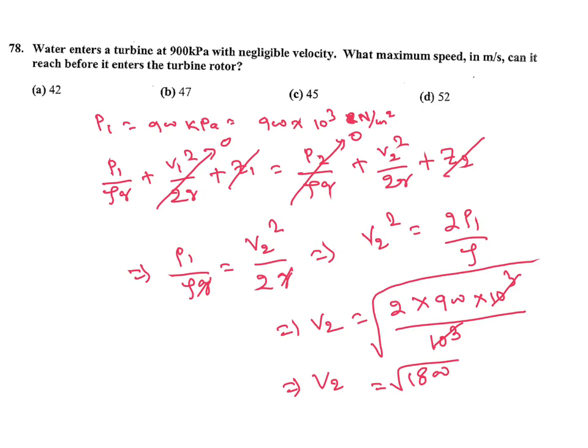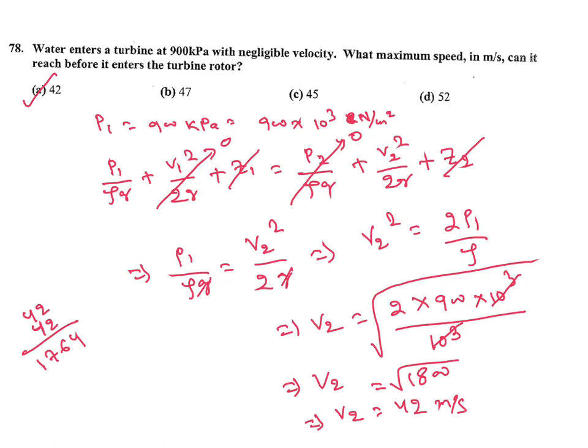So from option we have to start. 42 square is 1764. It's nearby, so V2 is 42. This unit is meter per second. So A is our answer.